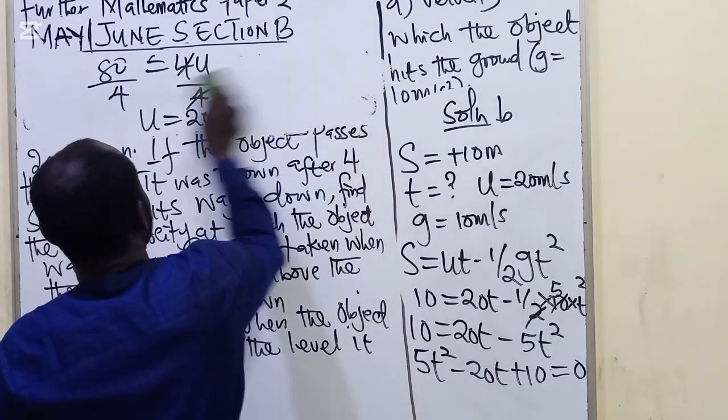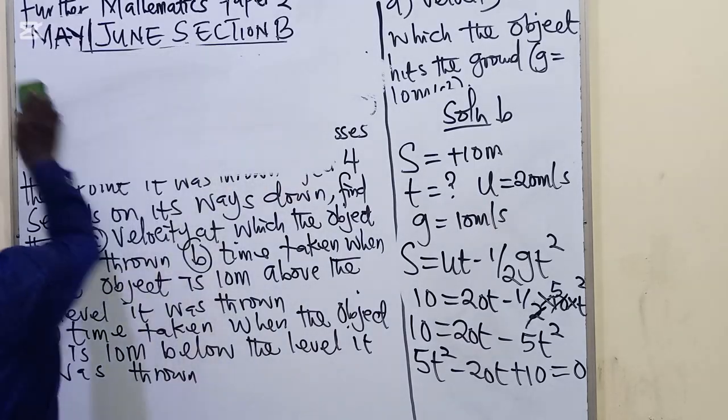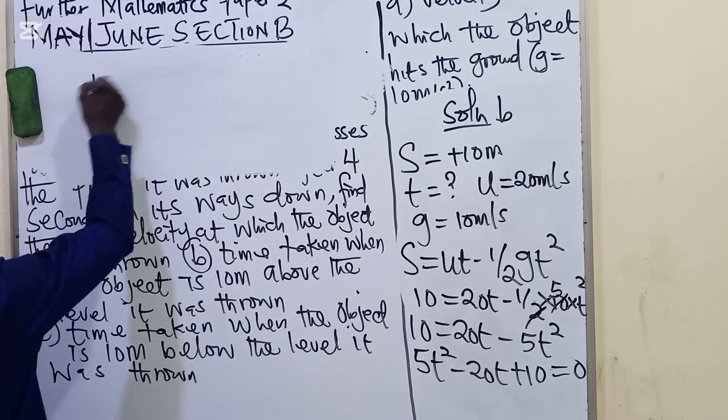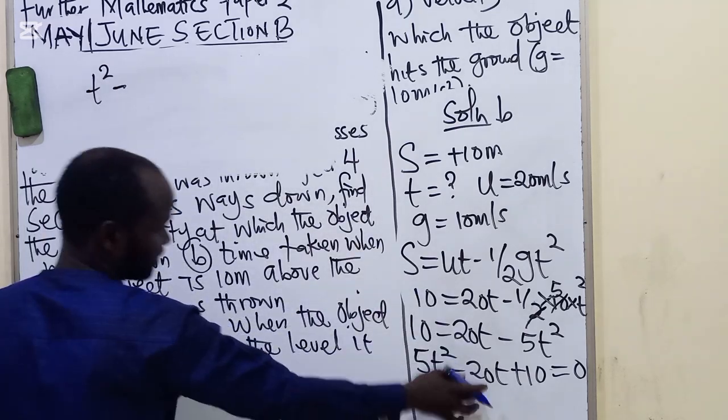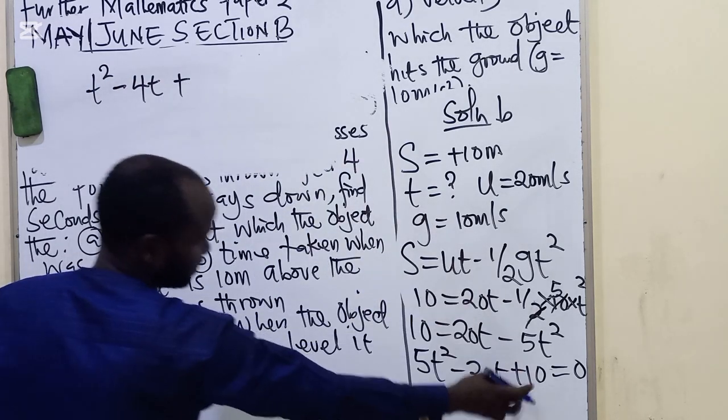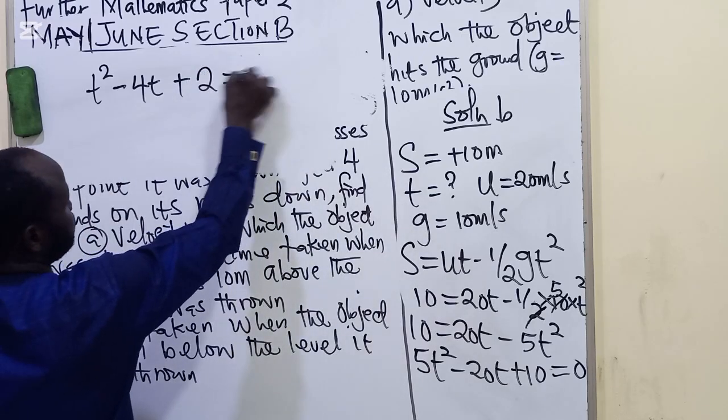Let's see how we can reduce it. Let me clean this part. Can we reduce it? Let's divide through by 5. That will be t squared minus 20 divided by 5, which is 4, so 4t, plus 10 divided by 5, that will be 2, equals 0.